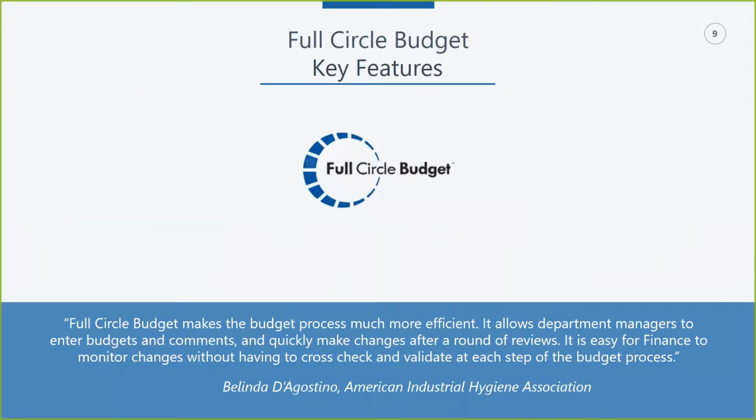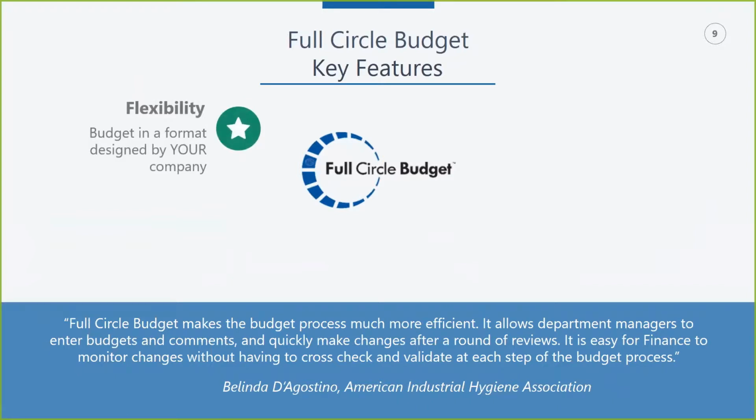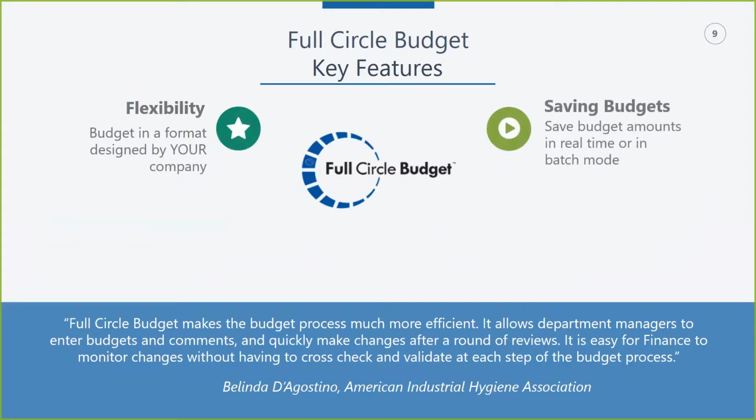Some of the key features we'll focus on when we get to the demo will be as follows. Again, you're in Excel, so the system is very flexible. Any format you can design in Excel, Full Circle Budget can adapt to. We allow you to save budget data in two different options, real-time or batch mode. Real-time means everybody is saving budget data with Full Circle Budget. Batch mode means accounting controls the saving of the budget data back to your accounting system.